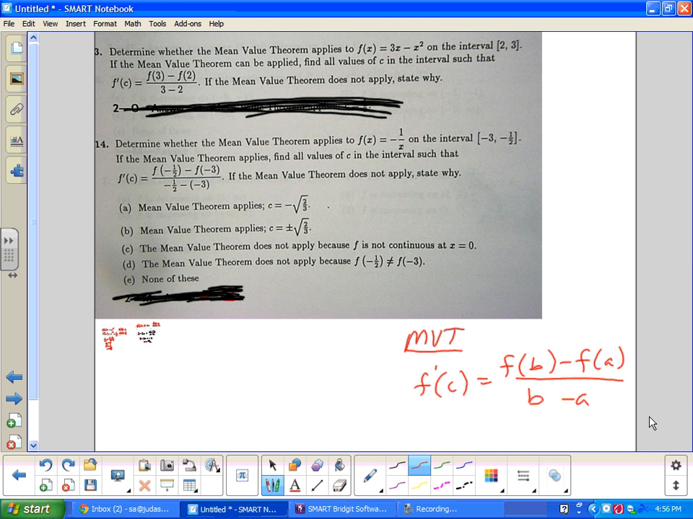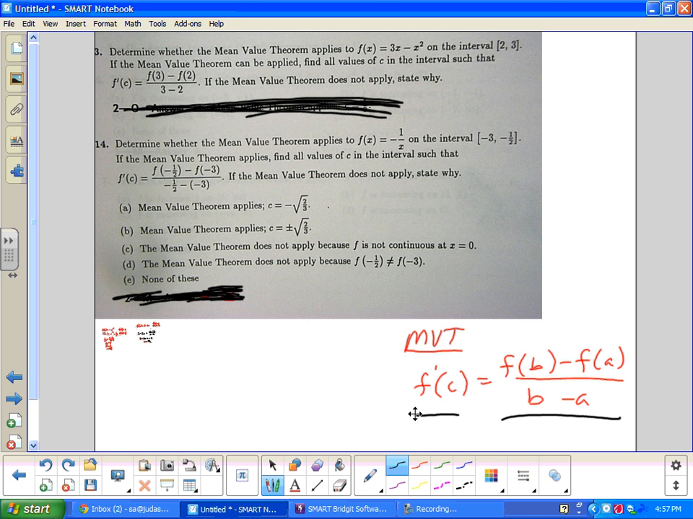All right, we're going to talk about the mean value theorem, do a couple of problems, number 13 and 14. Recall the mean value theorem, it has to have some things satisfied. First of all, it has to be a continuous function on a closed interval, and it has to be a differentiable function on the open interval. And if that's true, then there is a number c between a and b, between the interval, such that the instantaneous rate of change, the derivative, is equal to the average rate of change.